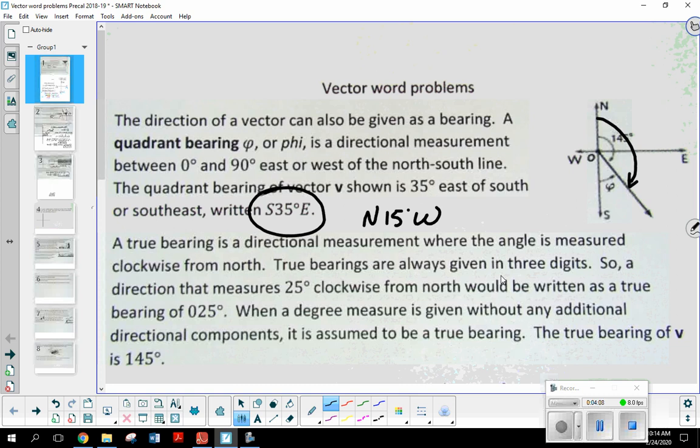The measurement has to be an acute angle, so it's not going to go above 90. And the angle is always created between the y-axis and the vector that you're drawing. Now that's different from a true bearing, which always rotates clockwise from true north. So this is always written as 3 digits, and there's no north, south, or east, west written here.